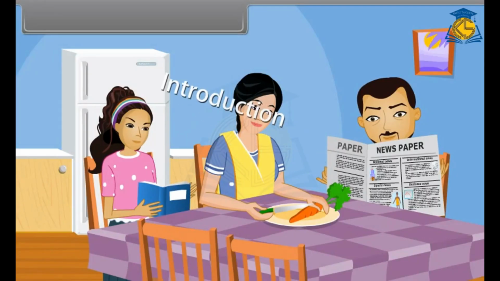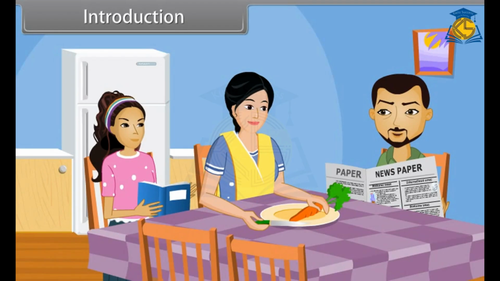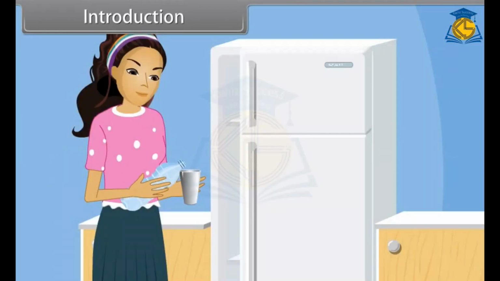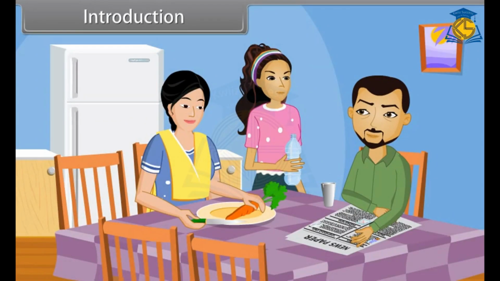Introduction. Today is a holiday and we shall go to the market for shopping in the evening. Tani, please bring me a glass of cold water. Sure, Father. Father, your glass of water. Thanks, Tani.